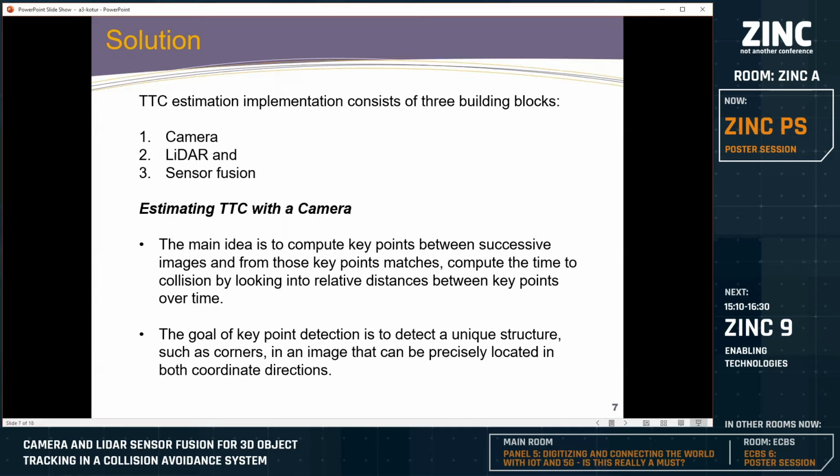The TTC estimation implementation consists of 3 building blocks: camera, LiDAR, and sensor fusion. Since the calculation is based on both the camera and LiDAR sensor, the results are refined using a fusion approach. For estimating TTC with the camera, the main idea is to compute key points between successive images, and from those key point matches, compute the time to collision by looking into relative distances between key points over time.